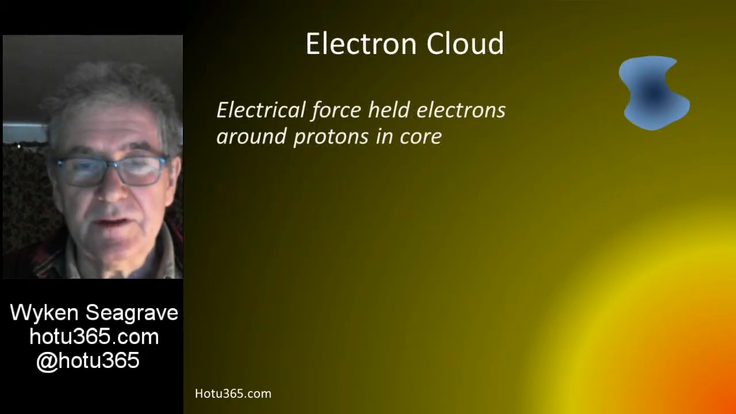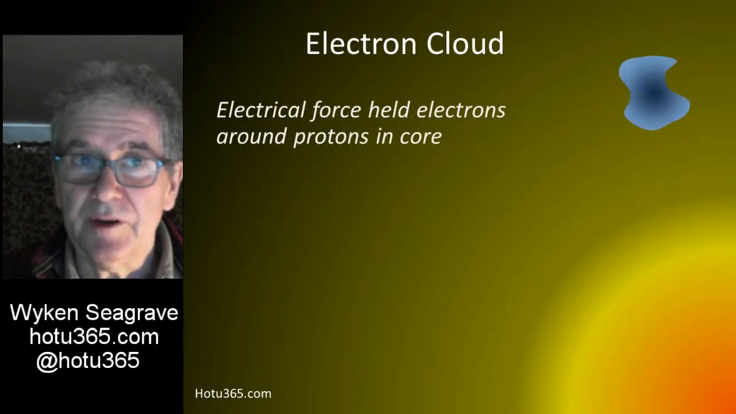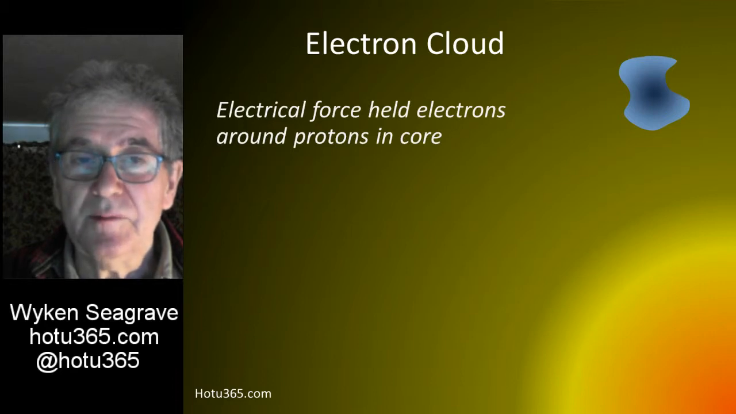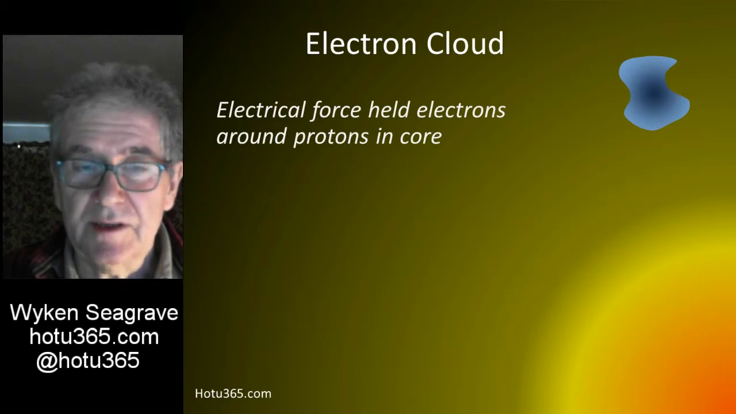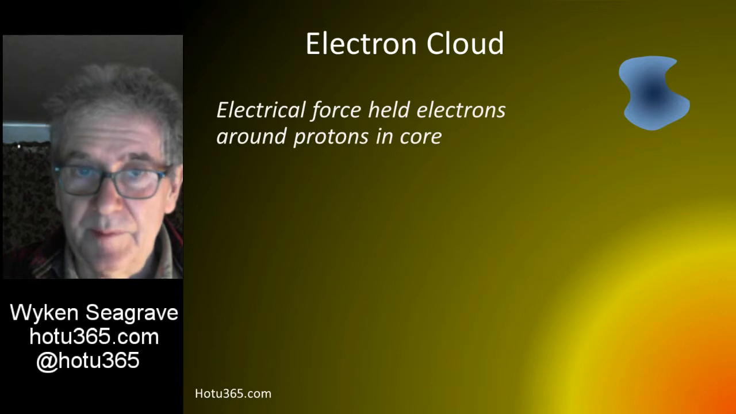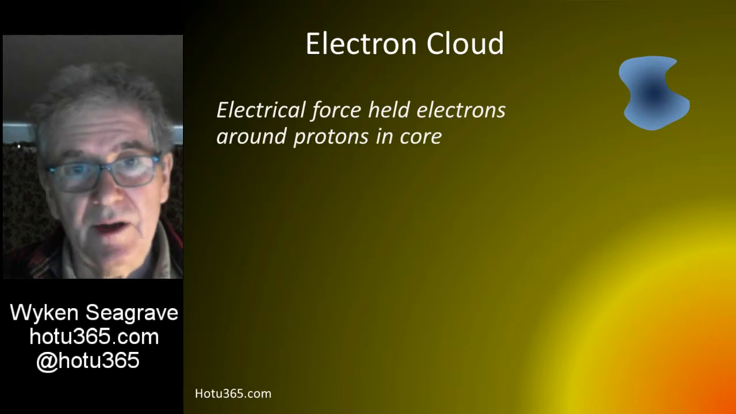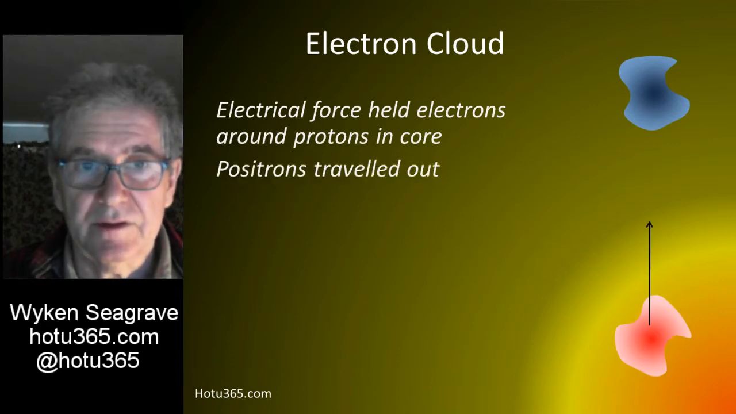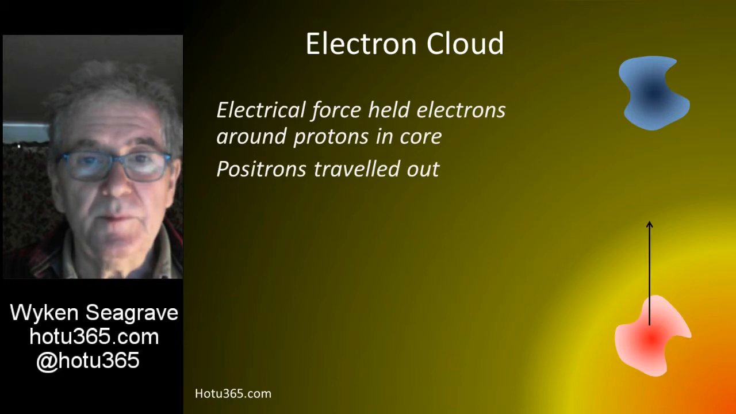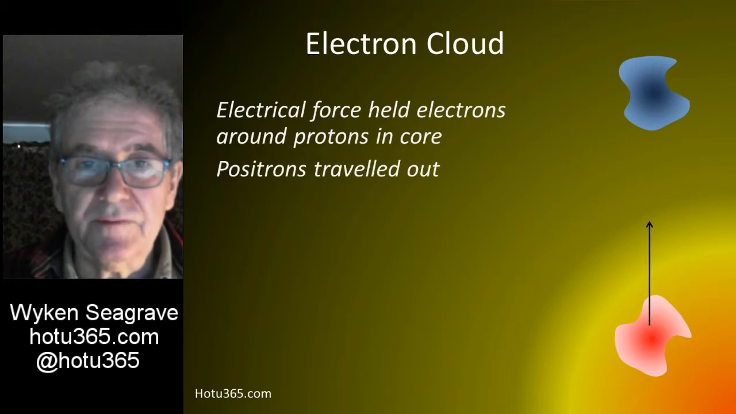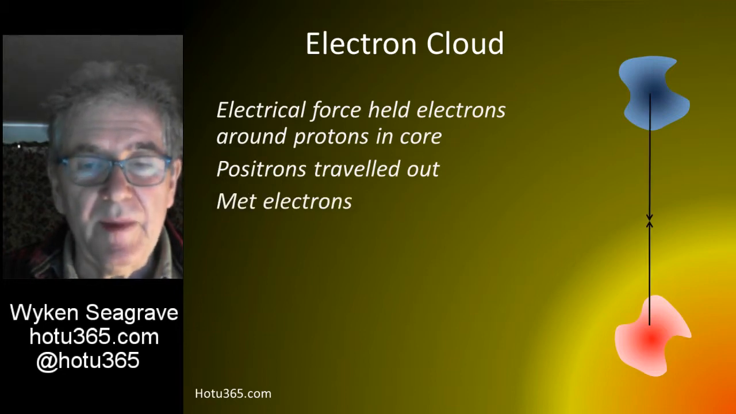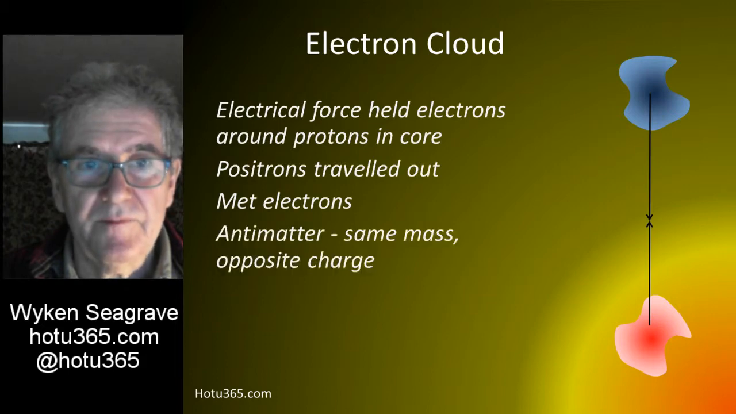The electrons, which had been stripped off the original atoms, were still being held fairly close to this cloud of particles by the electric force. So there were protons and alpha particles in the centre, and then around the outside, electrons. So the positrons travelled out from the core and they met the electrons.